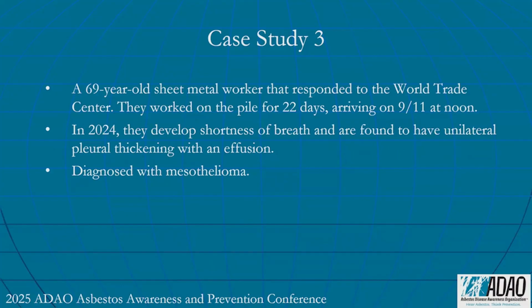Case study 3. A sheet metal worker responded to the World Trade Center. They worked on the pile for 22 days, arriving on September 11th at noon. When people arrived is a surrogate for exposure; people arriving on the first day had the highest exposure. Actually, people who were in the dust cloud had the highest exposure as they were there when the building collapsed. In 2024, they developed shortness of breath and had unilateral pleural thickening with an effusion, and they were diagnosed with mesothelioma. What was the exposure here?